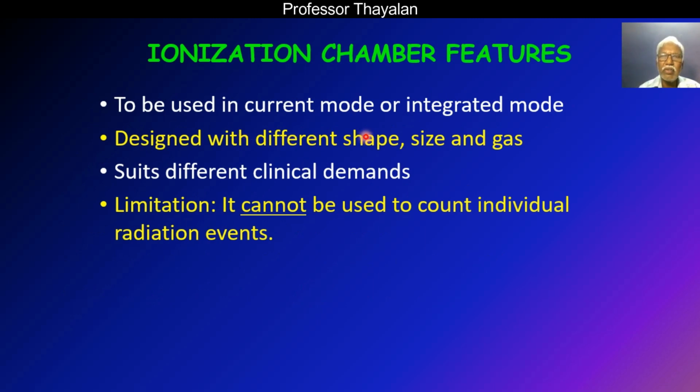What are the special features of the ionization chamber? The ionization chamber can be used in either current mode or integrated mode. It can be designed with different shapes, sizes and gases. It suits different clinical demands. That means it can be used for radiotherapy, nuclear medicine or diagnostic radiology. The only limitation is that it cannot be used to count individual radiation events.